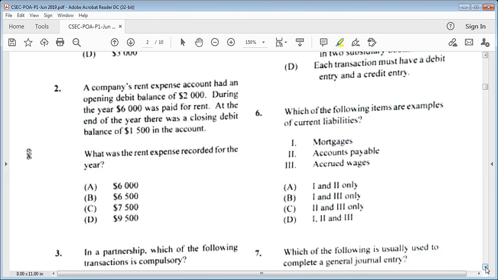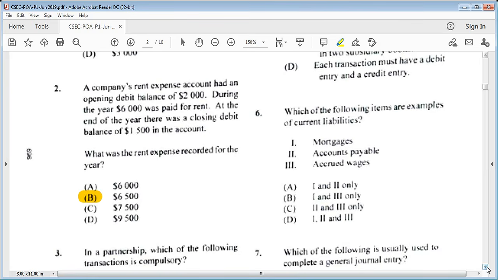So here we have our opening balance is $2,000. Then rent paid is $6,000. So when we add that together, we got a total of $8,000. Now our closing balance is $1,500. So we deduct $1,500 from $8,000. We're left with $6,500. So our answer is B.